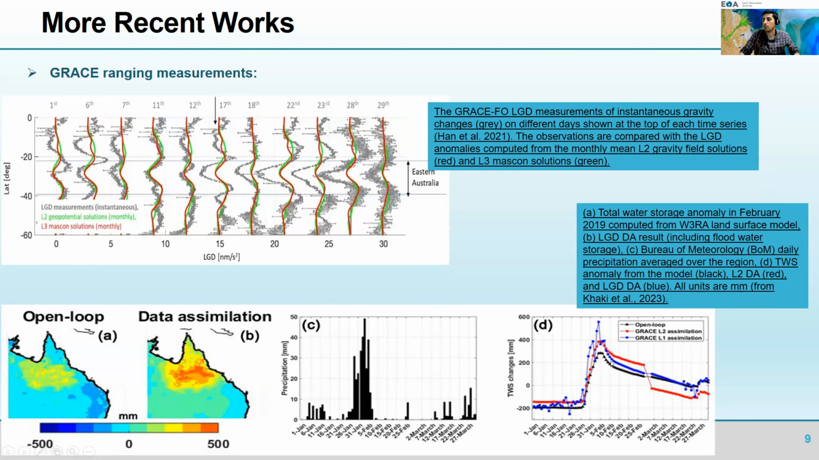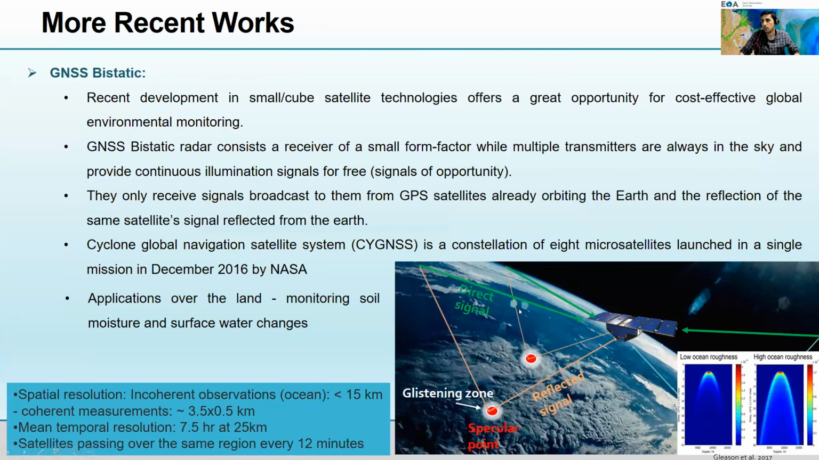This is a preliminary study using the L1 data assimilation that we have been working on. You can see the blue graph better captures the rapid signal, which we usually miss when you use the conventional GRACE data.